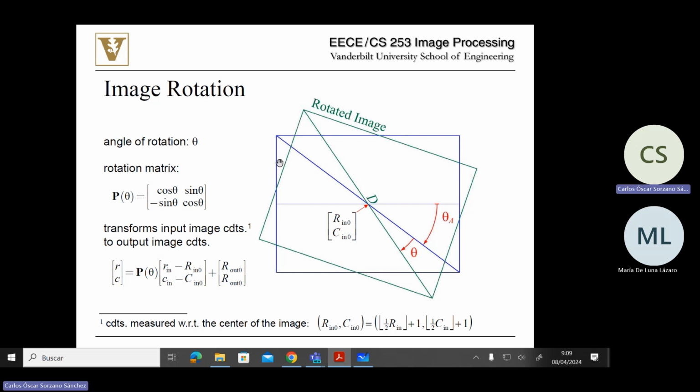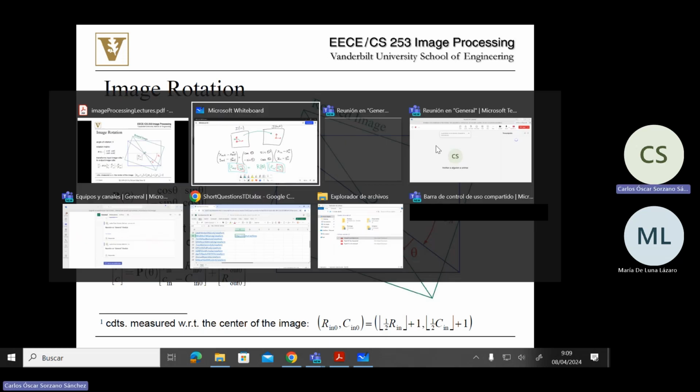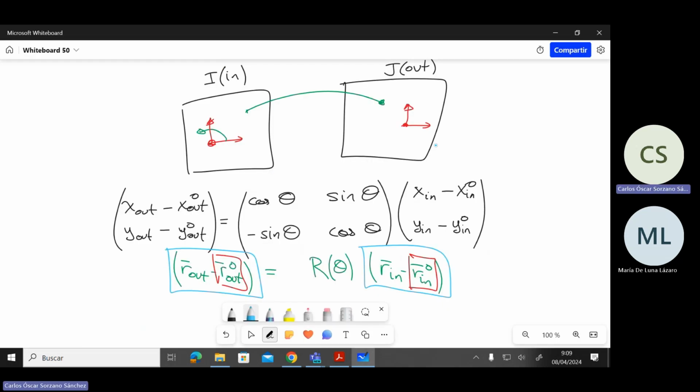What happens with this corner? Here, here, they're not defined. So what do you do in the corners? You can put 0, you can put vacuum if you want, instead of just rotating this image.